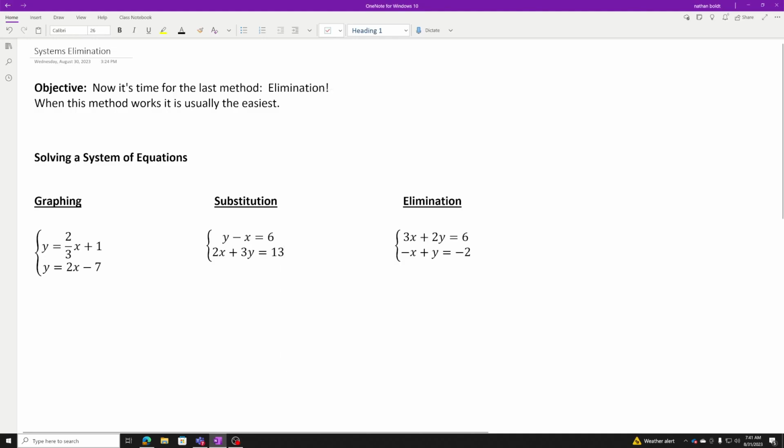Hello, Algebra 2. In this video, we are going to take a look at solving systems of equations with our last method, elimination. Definitely one of the easiest there is, I think, if the problem is set up to use elimination. Sometimes it can be a little harder to use, but you can always make it work if you really want to. It just takes a few extra steps.